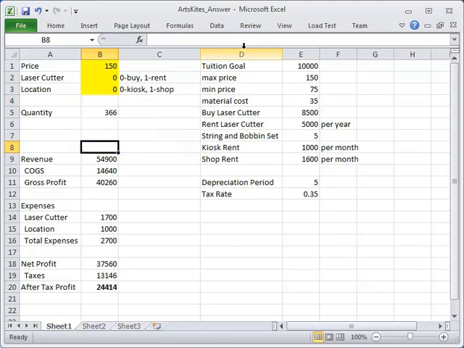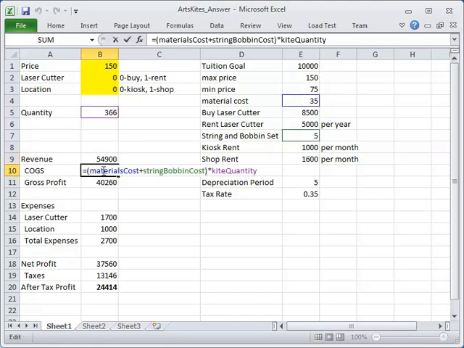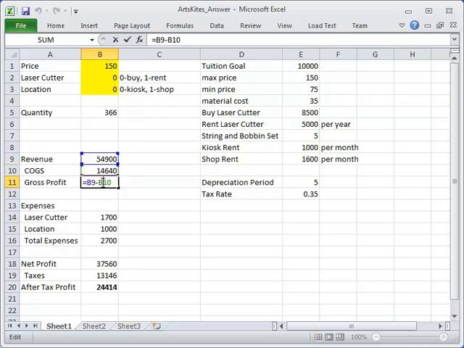So we're going to use a standard income statement, as you should have seen in the accounting review. As you know, revenue, the amount of money that you take in, is equal to the quantity sold times the price that it was sold for. So revenue is equal to kite price times kite quantity. Cost of goods sold is equal to my materials cost to make the kite plus the string and bobbin set for each kite, all of that times the kite quantity. And my gross profit is the difference between my revenue and my cost of goods sold.